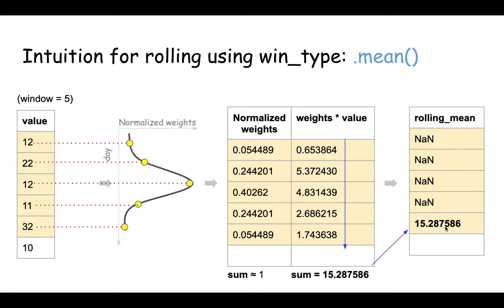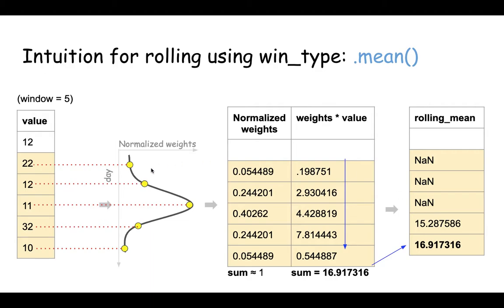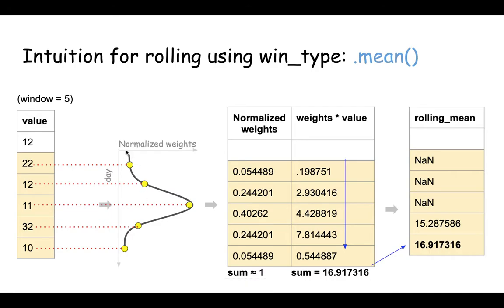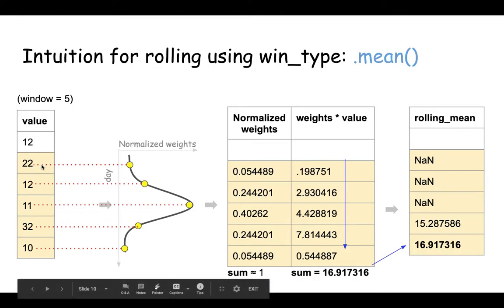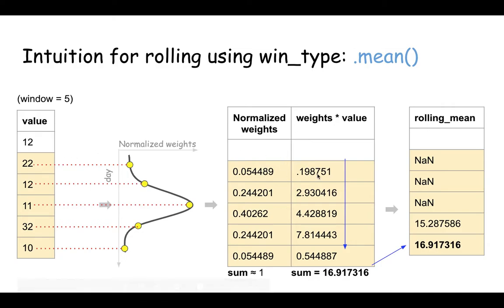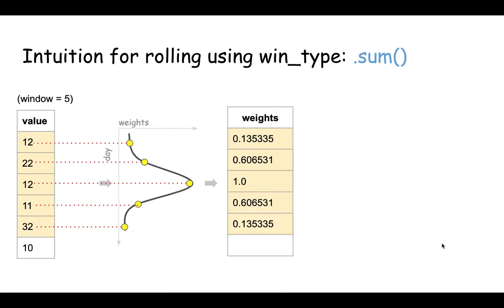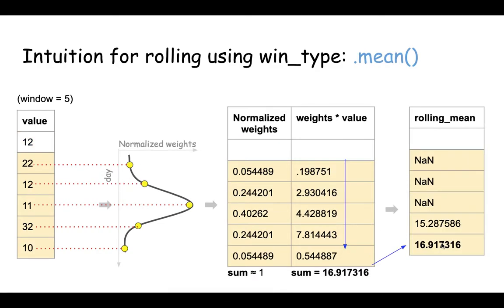Similarly, when we move to the next window, next 5 data points, we use the same window that we have created, move it down below. Again, we already have the normalized weights and only the values have changed, so we multiplied the normalized weights with the values and get these numbers, and finally we sum them to get the final sum, which is 16.91, and that's the next rolling mean value that we have calculated using the Gaussian window in this case.